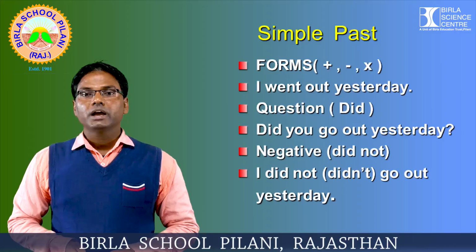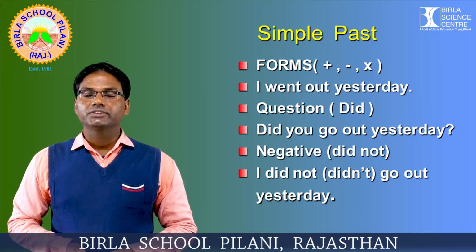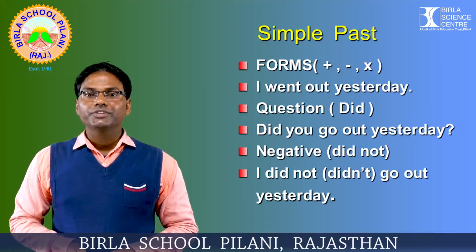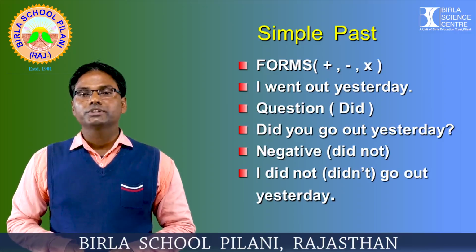Let's see the example. I went out yesterday. Remember, yesterday indicates the past activity, past time, and so went out. Went is the second form of go. So I went out is the simple past tense example. For making any kind of simple past sentences, you must use the second form of the verb. Or you can say only in simple past tenses we use the second form of the verbs.